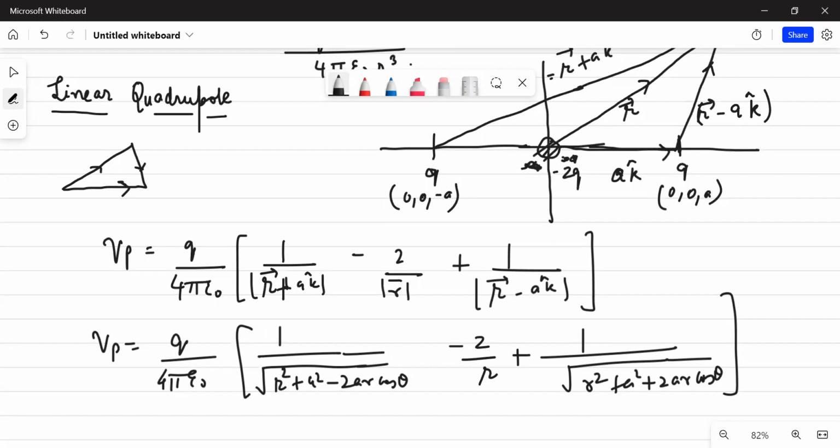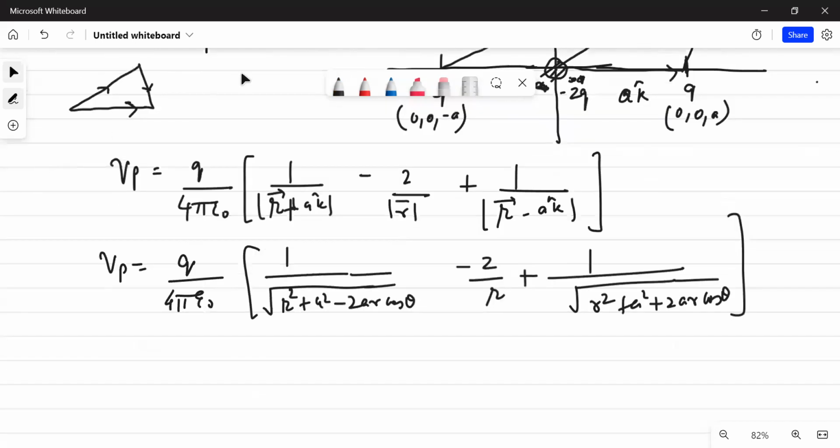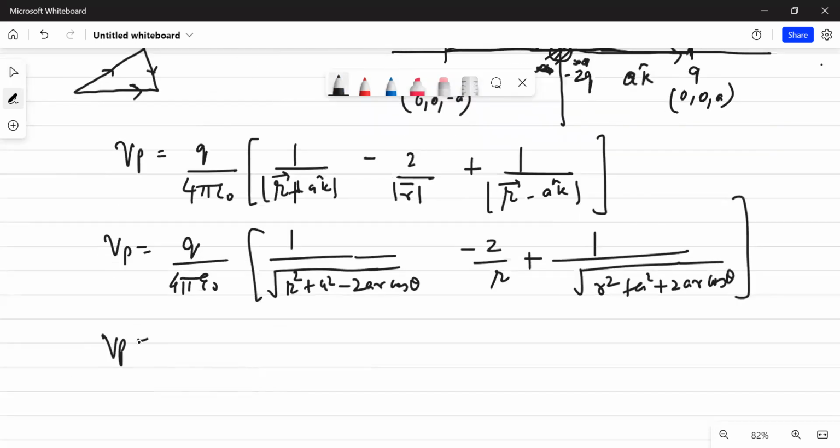Yes, sir. Okay, so what next? So what I'll do, I'll simply try to expand all these things in Legendre's polynomial. So this is how handy these Legendre polynomials are. So 4 pi epsilon naught r, and now we are quite acquainted.